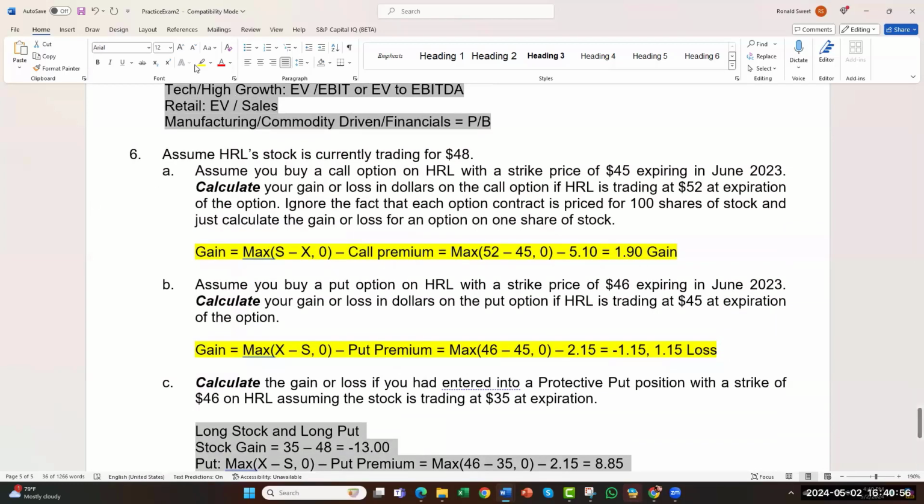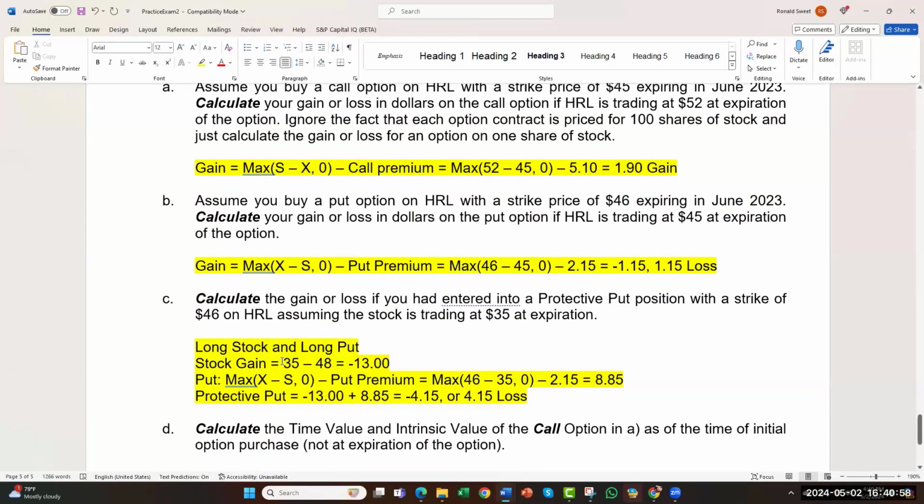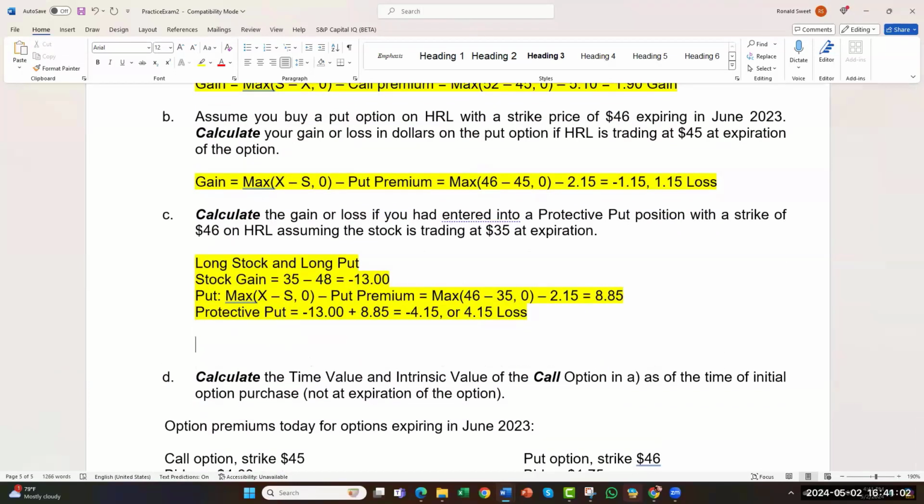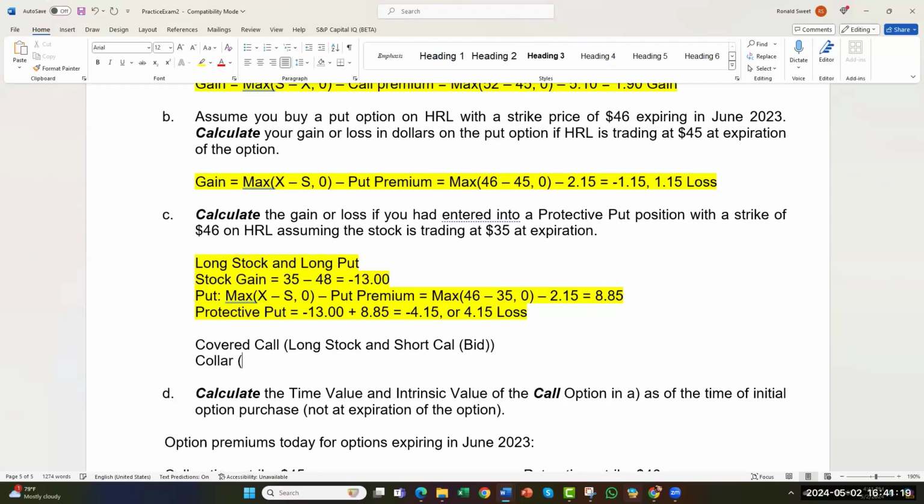Pretty straightforward. If you remember what a protective put is, what else could you have? We just did this yesterday, right? You could have a covered call, long stock and short a call. And so make sure you use the bid and not the ask. You could have a collar, long stock, long put, short call. Again, use the bid.